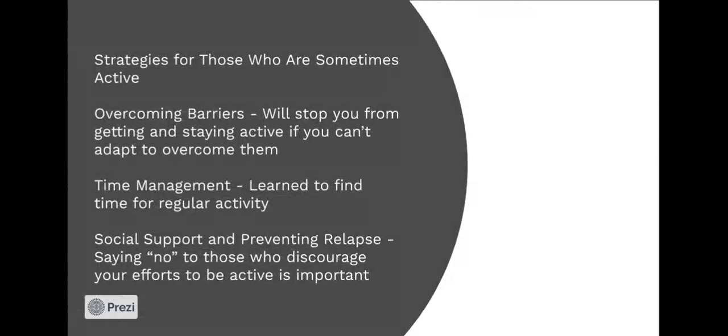In stage 4, these are people that are sometimes active, and they're more frequently active than those at stage 3. They may be very irregular in their activity patterns. So all the strategies for stage 3 will be useful at this level. Self-monitoring is especially important for sticking with the plan. Other strategies that are important for people at this level are overcoming barriers, time management, and social support to prevent relapse.